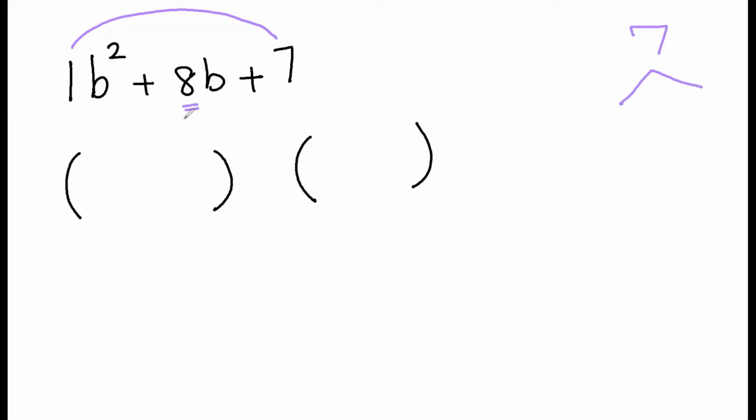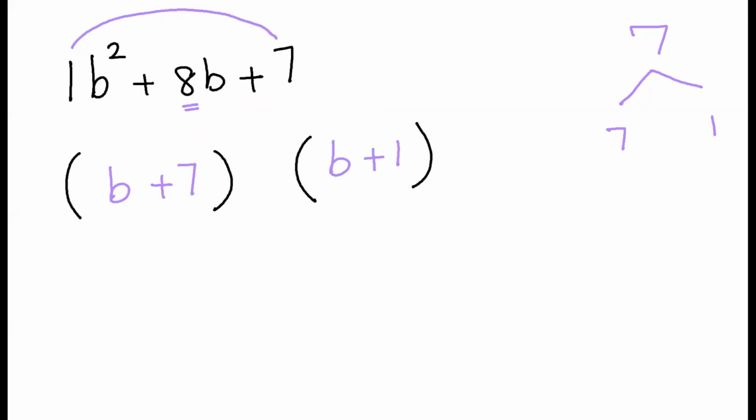The coefficient of b is 8. So the sum of those two numbers should be equal to 8. So let me write those numbers. So 7 is 7 times 1. Because 7 is a prime number, it's going to be 7 and 1. 7 times 1 is 7. 7 plus 1 is 8. So the two polynomials or two factors are going to be b plus 7 and b plus 1.